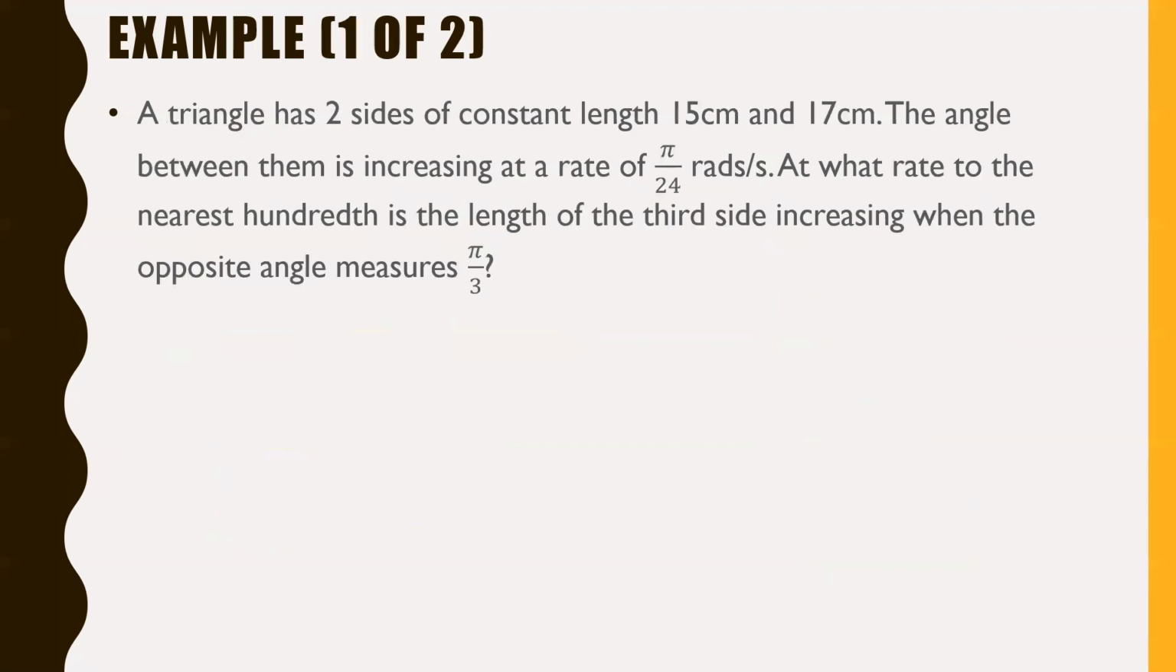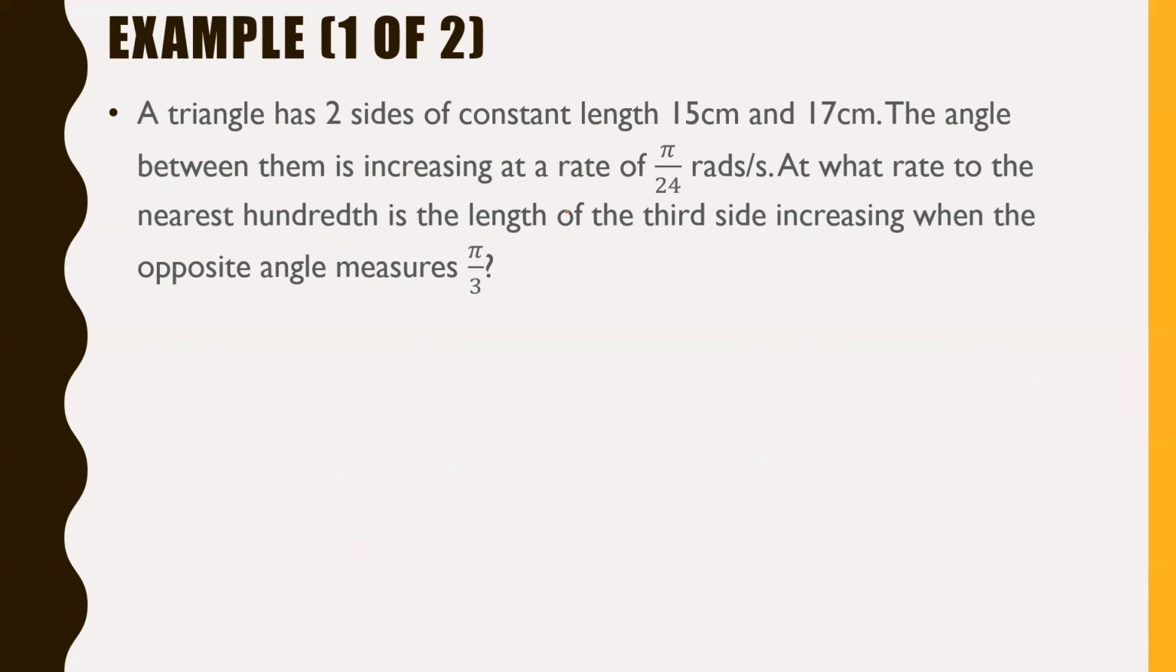Last question here. I'm going to give you a bit of a disclaimer on this one. This is not going to be a right triangle question, so we're going to have to use one of those non-right triangle formulas. Let's get going on this one though. A triangle has two sides of constant length, 15 centimeters and 17 centimeters. The angle between them is increasing at a rate of pi over 24 radians per second. At what rate to the nearest hundredth is the length of the third side increasing when the opposite angle measures pi over 3? Holy smokes, you need to draw a picture on this one.